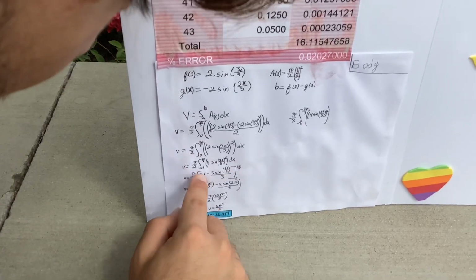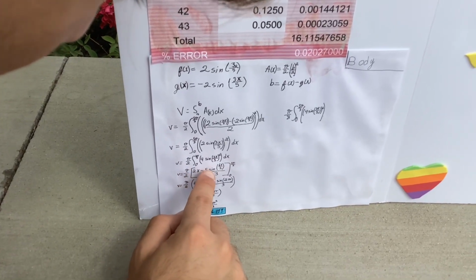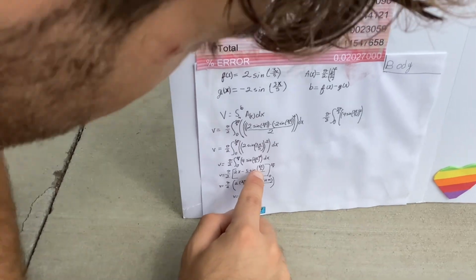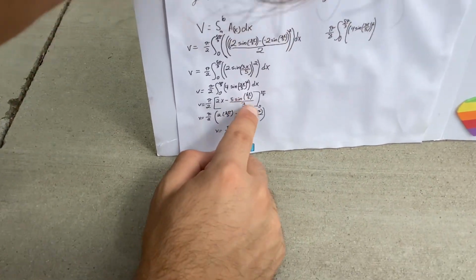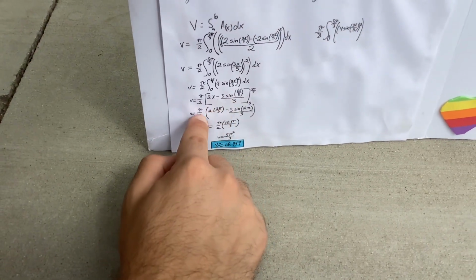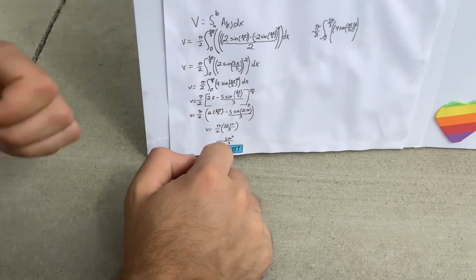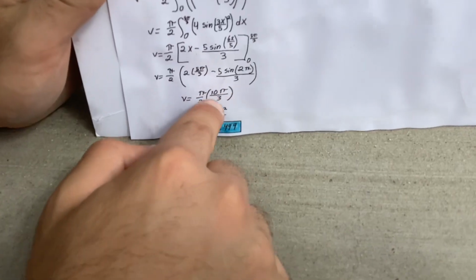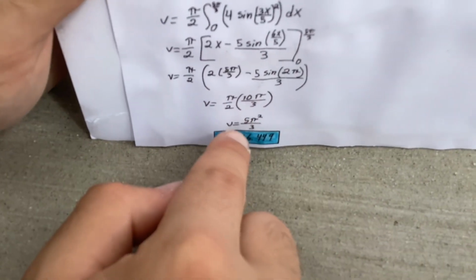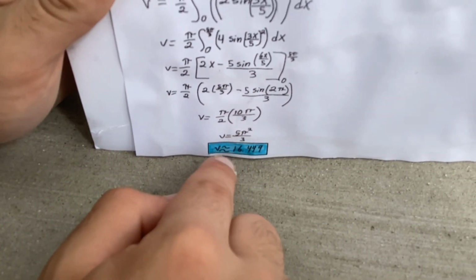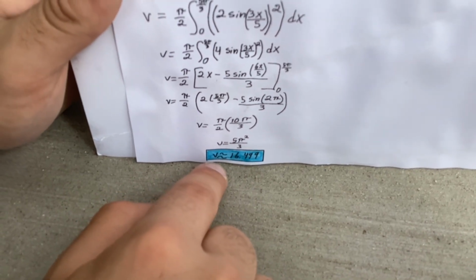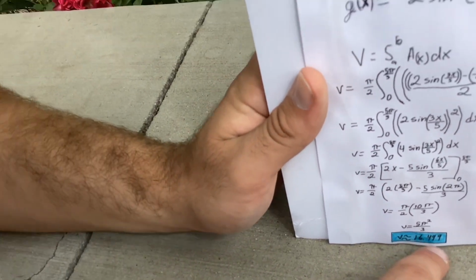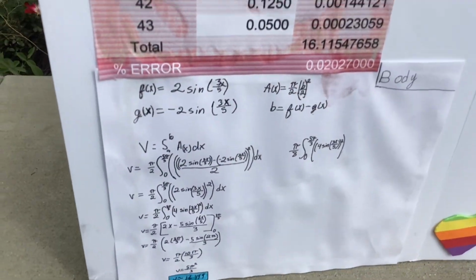Okay, we've integrated it. It's 2x minus 5 sine 6x over 5, all over 6. Then the volume equals pi over 2 times 10 pi over 3. You multiply that together, it's 5 pi squared over 3. And the volume is approximately 16.449 for the body. There's our work for the body.